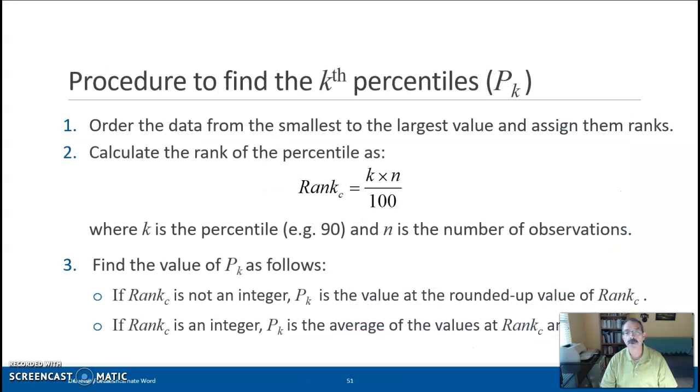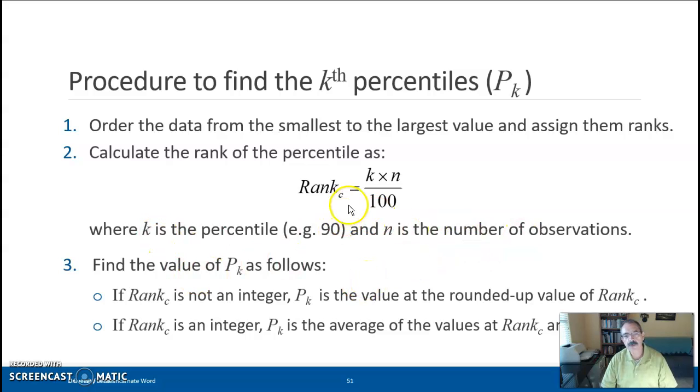All right, so how do we find the kth percentile, p sub k? Well, number one, you need to order the data from smallest to largest and assign each of them a rank. Then calculate the rank of the percentile using this formula: the rank c is equal to k, the percentile you're looking for, multiplied by the number of observations in the sample, divided by 100. So k is expressed as a percentage, like for the 90th percentile, you will replace that with 90. And n, of course, is the number of observations.